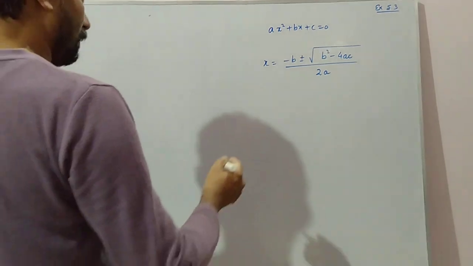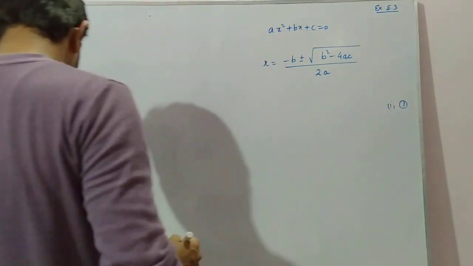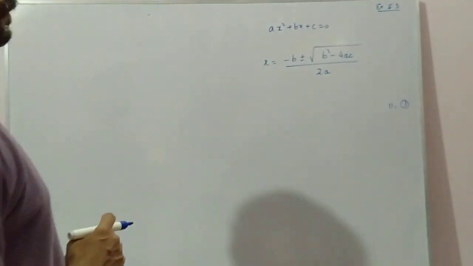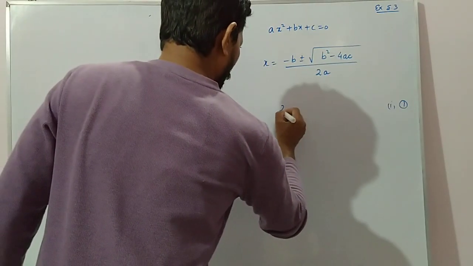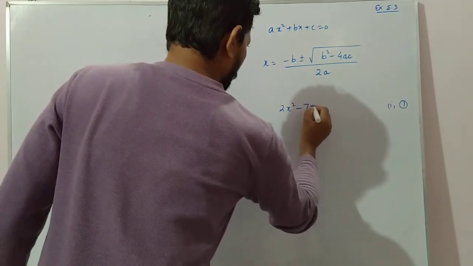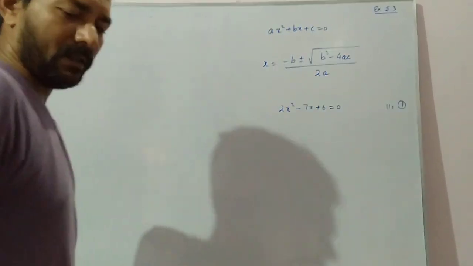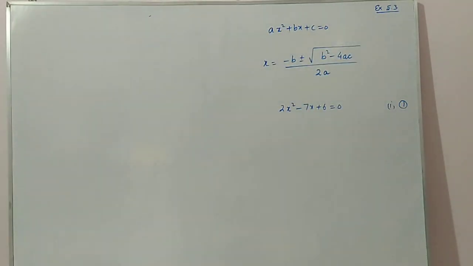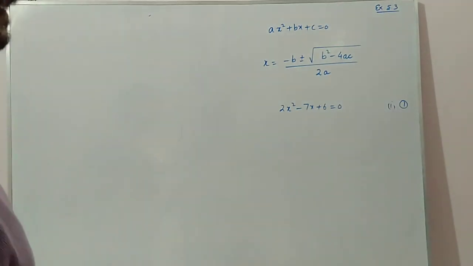As for example, question number 1, it is given that you have to find the values of x using the formula. So 2x square minus 7x plus 6 equal to 0. We can also split this one by middle term factor, but here it is said that determine the values of x using formula.